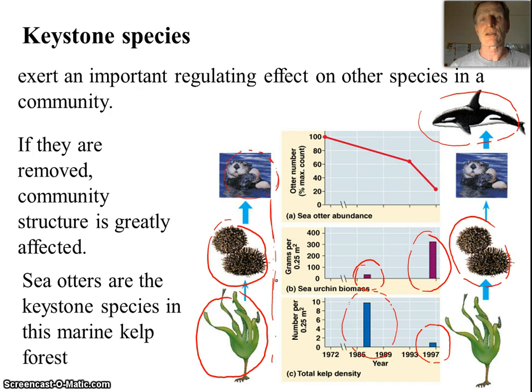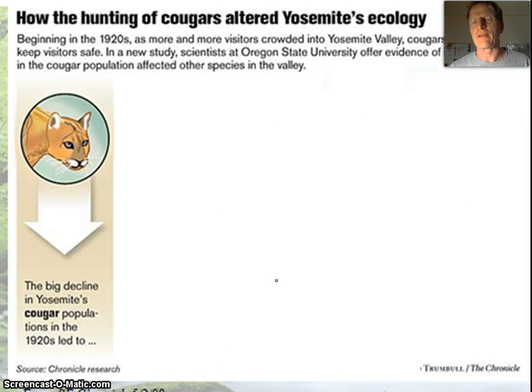When they reestablished the sea otter populations, everything kind of went back and got in this sort of natural balance. So that's a good example of a keystone species and how if it's removed or if its numbers go down, everything can get quickly out of whack. So let's look at another example of a keystone species.